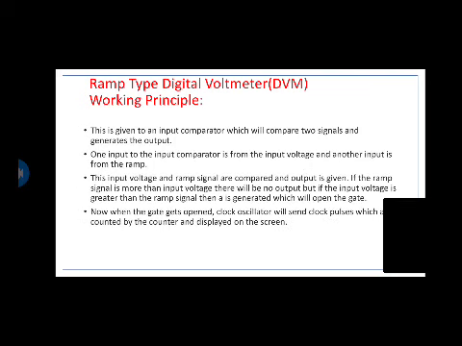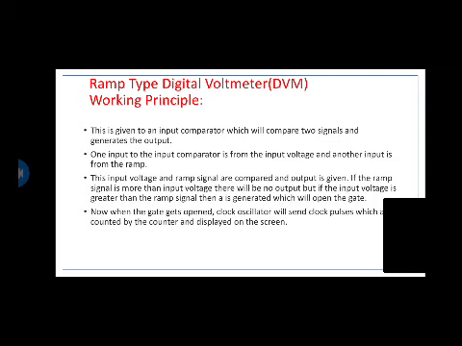This is given to an input comparator, which will compare two signals and generate the output. One input to the input comparator is from the input voltage and another input is from the ramp. The input voltage and ramp signal are compared and output is given. If the ramp signal is more than the input voltage, there will be no output, but if the input voltage is greater than the ramp signal, then a pulse is generated which will open the gate.